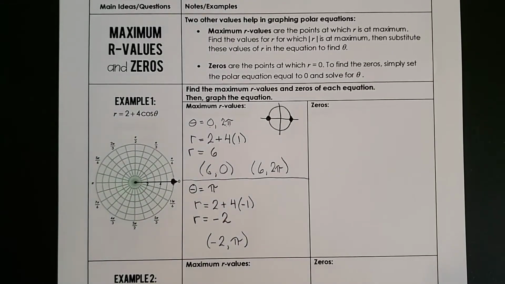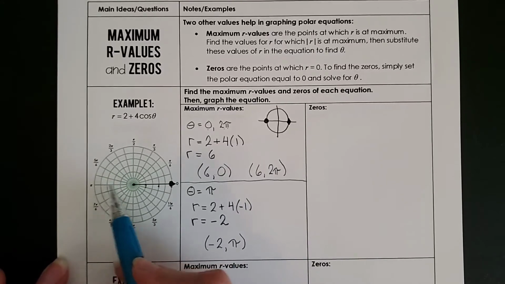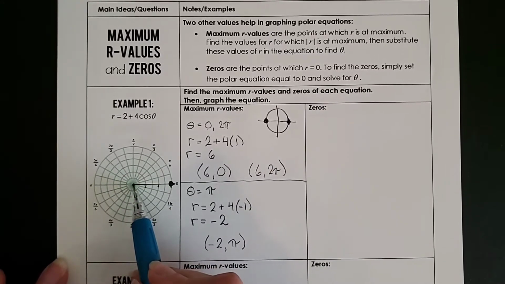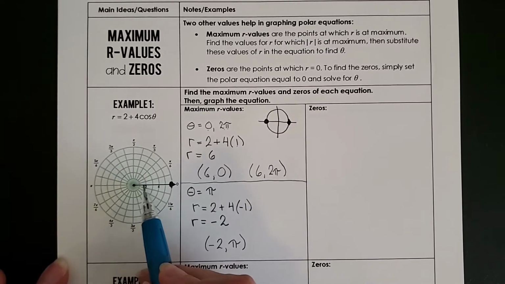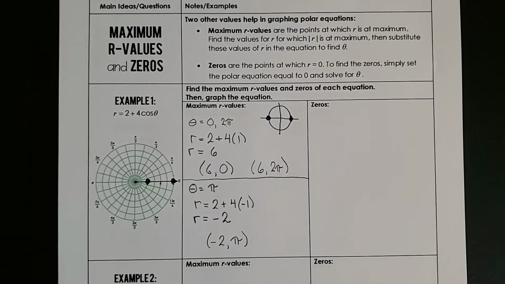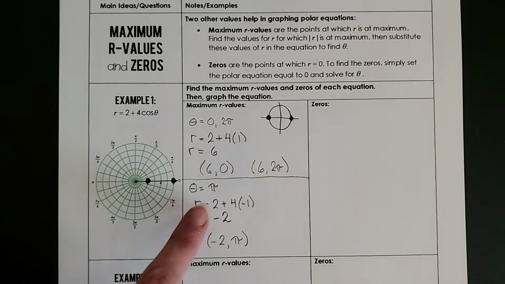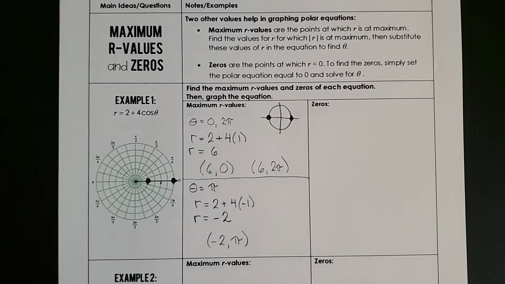And I can graph that as well at pi radians. I'm going to an R value of -2. Remember, that means backwards. So here I am at 2. So that provides a couple of points on my curve fairly easily. Those are the extreme values, the maximum and the minimum. This worksheet doesn't talk about a minimum value, but I like to think about the max and min of that cosine function.